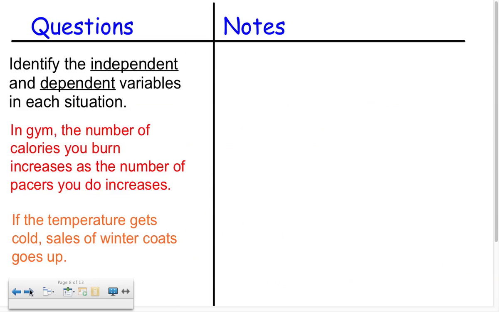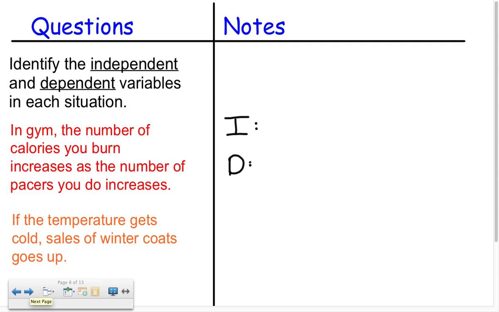First example. Identify the independent and dependent variables in each situation. The first one is, in gym, the number of calories you burn increases as the number of pacers you do increases. So we're going to determine what is our independent variable and what is our dependent variable.